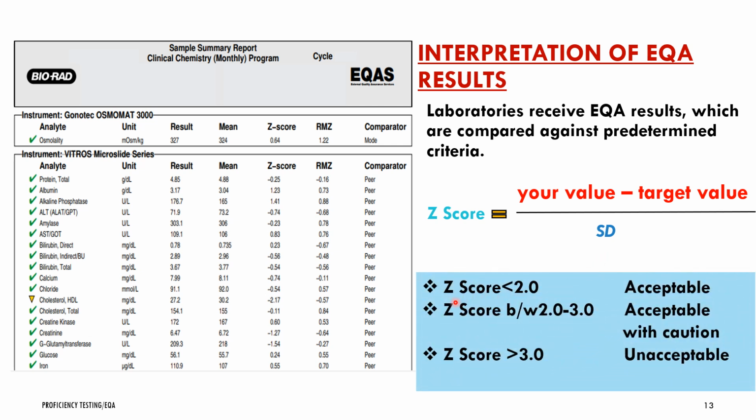And the criteria is, if Z score is less than 2, then it is considered as acceptable. If it is between 2 to 3, it is a warning or acceptable with caution. Means there is some problem, but it is still a warning. Here we can see in the HDL there is an inverted yellow triangle which is showing that the Z score here is between 2 to 3. So it is a warning. If the Z score is more than 3, then it is considered as unacceptable and corrective action needs to be taken in that scenario by identification of the problem by doing the root cause analysis.